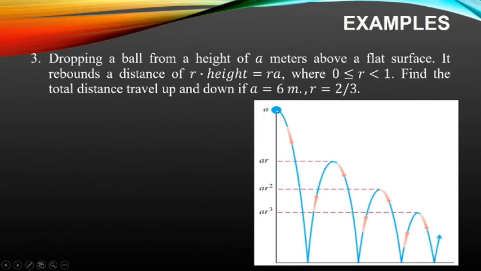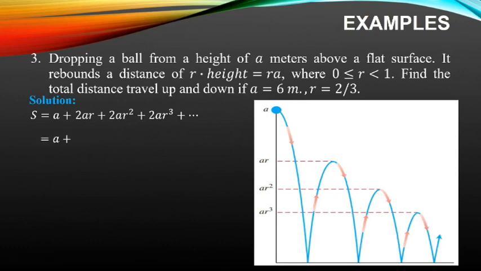So given that r is 2/3 and the total height is 6 meters. Now, we're going to find the total distance traveled from this point until it stops on the flat surface, finding the total distance of its bouncing up and down. So how do we get its distance? As a solution, the sum is, given the initial drop a, plus 2 times its first bounce, 2AR, plus the second bounce, 2 times, because we have up and down. So the distance traveled up and down. So at this point, we have 2AR, then 2 times AR squared, 2 times AR cubed, and so on.